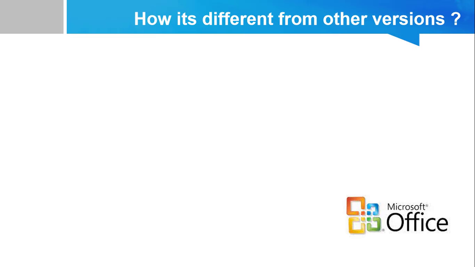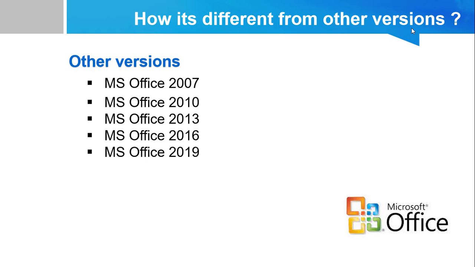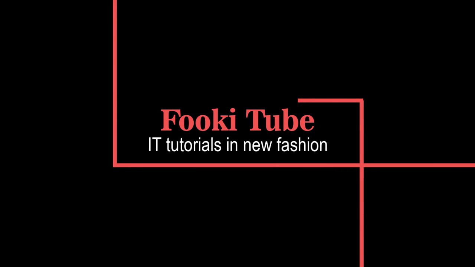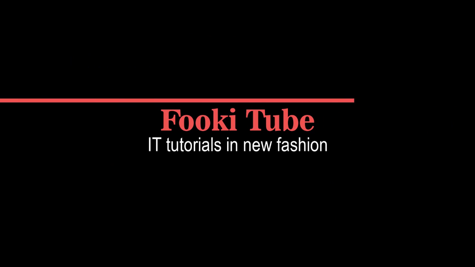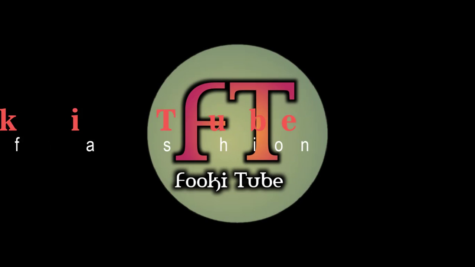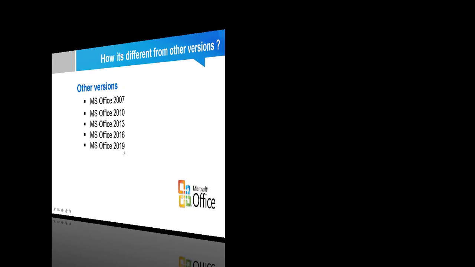Bismillahirrahmanirrahim. In this video, we are going to see how Office 365 is different from the other available versions, such as Office 2007, Office 2010, 13, 16, 19. We will see how it differs from other versions.